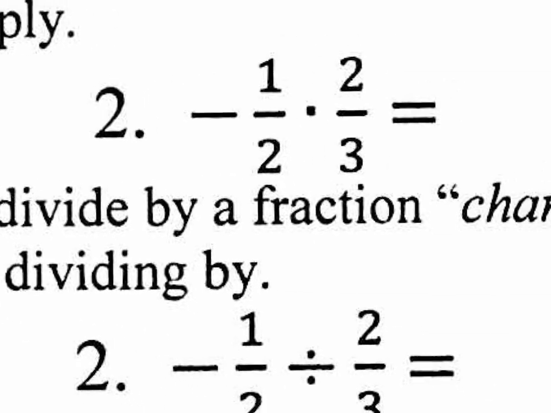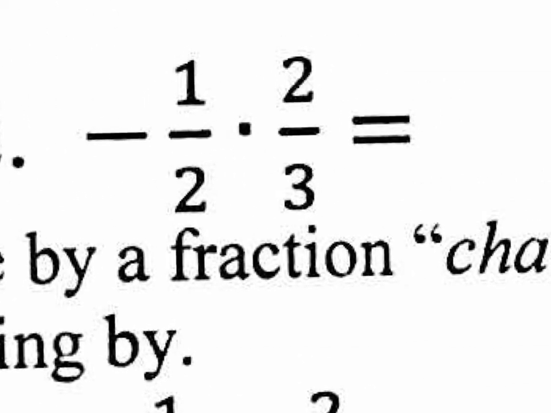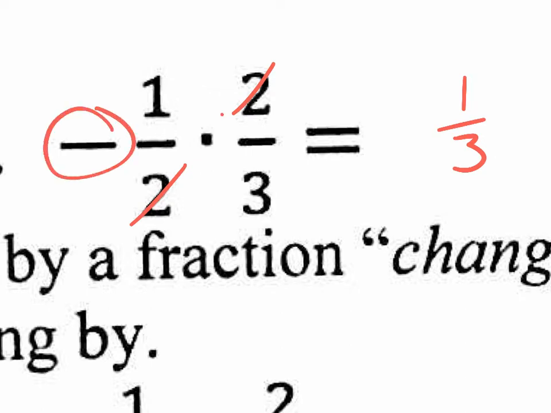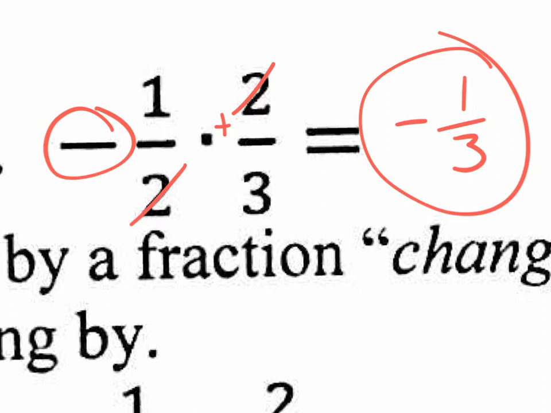Number 2. What's the easiest way of dealing with this one? Just cross out the 2s, right? So everybody scratch that guy out, scratch that guy out. What's your answer? 1 over 3. But, yeah, negative times a positive is a negative. Remember the rules of multiplying. So negative 1/3. See, it's really easy to multiply fractions.